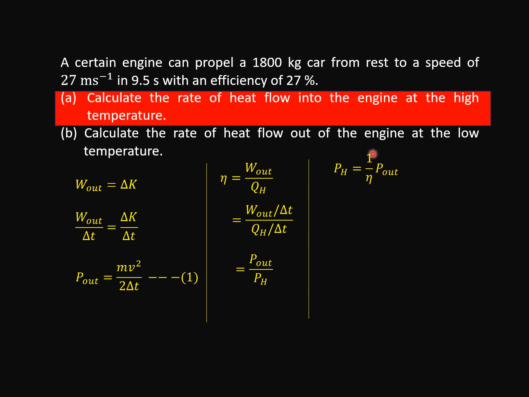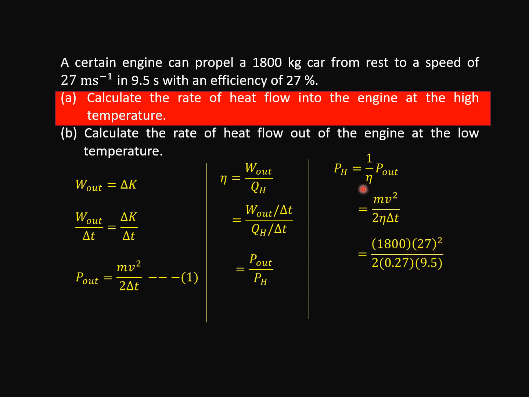We will get 1 over eta multiplied by the output power, P out. From equation number 1, the output power is mv squared over 2 delta T. We substitute into here, and we will get mv squared over 2 eta delta T. We can now substitute the values.